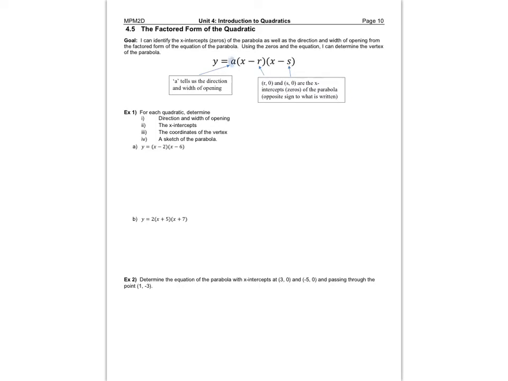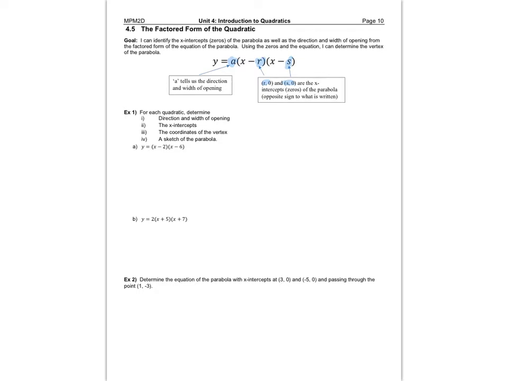We know that this value of a will always tell us the direction and width of opening, whether we have vertex form or the factored form. That a will tell us direction and width of opening. The factored form looks different from the vertex form because you have a bracket times a bracket. This value of r and this value of s will be the x-intercepts. So r comma 0 and s comma 0 will be your x-intercepts of that parabola.